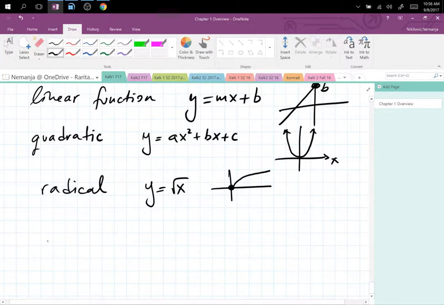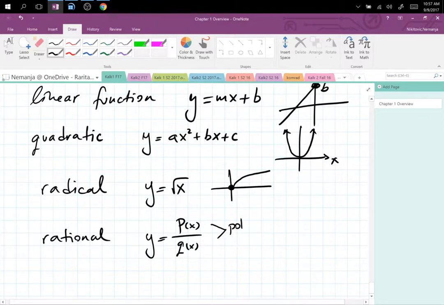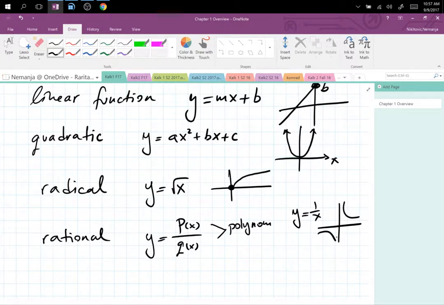Rational functions. I'll say p of x divided by q of x, both of these polynomials. The cheapest is 1 over x. That's the cheapest, but the whole spiel, if you remember your 2.6 for pre-calc 1, that's that. Just a little line over here.